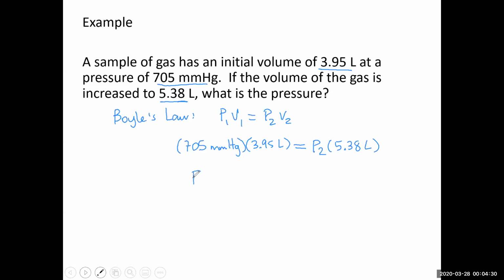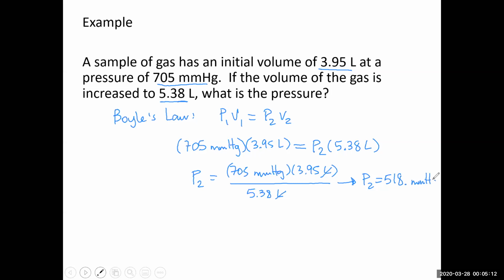So to solve for P2, that'll just be the 705 millimeters of mercury times the 3.95 liters, over, we have to divide the 5.38 to that side, 5.38 liters, and we see that our liters are now canceled out, and we end up with units of millimeters of mercury. So if we plug this into our calculator, we see that P2 gives us 518 millimeters of mercury.